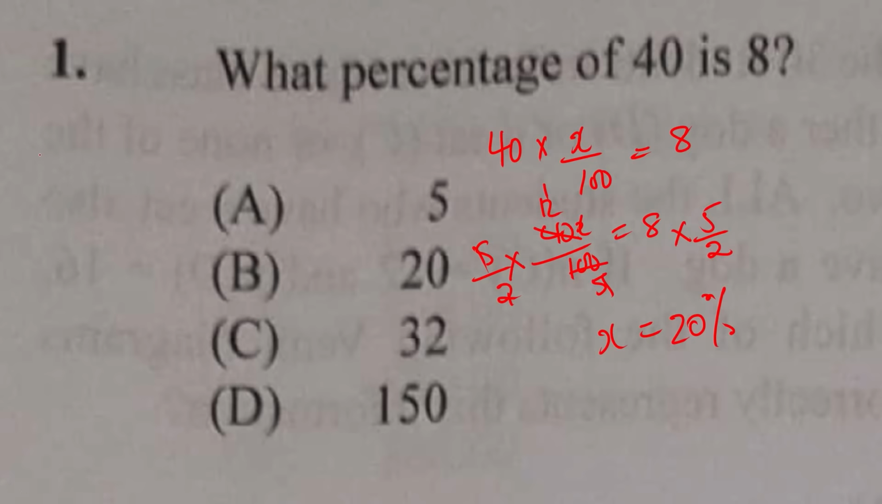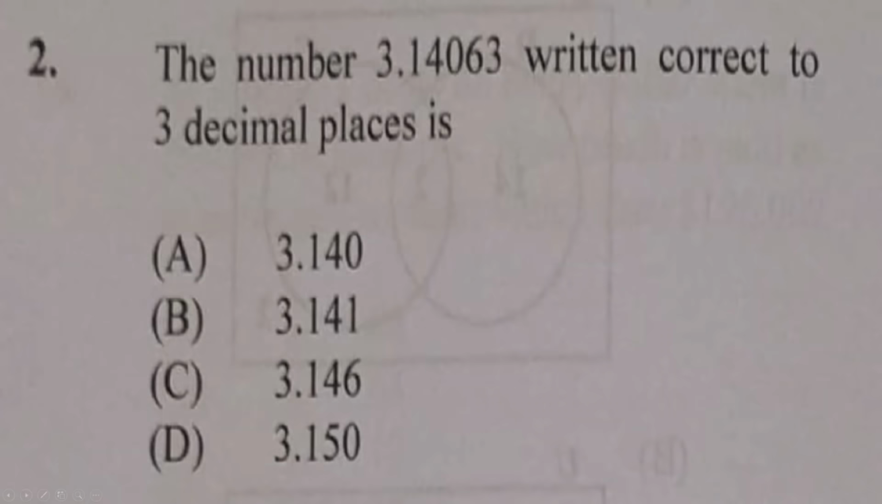Or easily we could just divide by the base. Since we're given the base of 40 and the percentage, which is the product or the result, is 8, we could simply say 8 divided by 40 is equal to 1/5, and 1/5 as a percentage is 20%. So therefore the answer is going to be B.